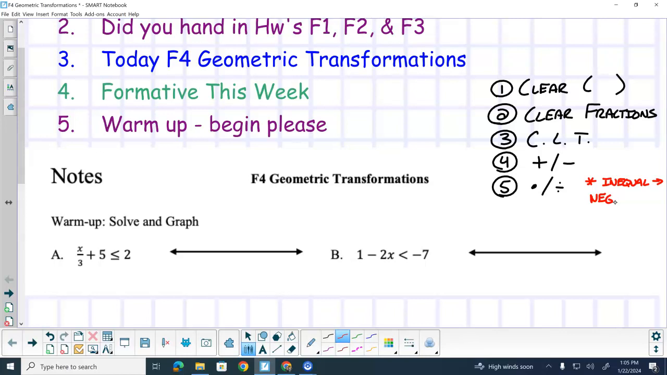What happens in an inequality if we multiply or divide by a negative? You're thinking numbers. You're talking inequalities. That's not the same thing. What happens with our inequality if we multiply or divide by a negative? It flips. It changes sides.